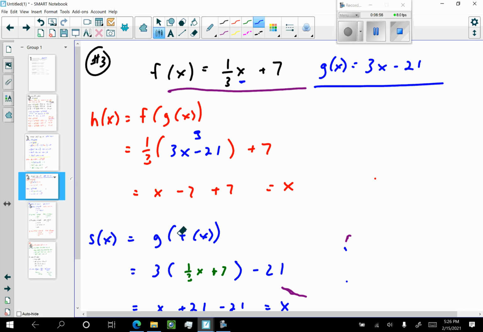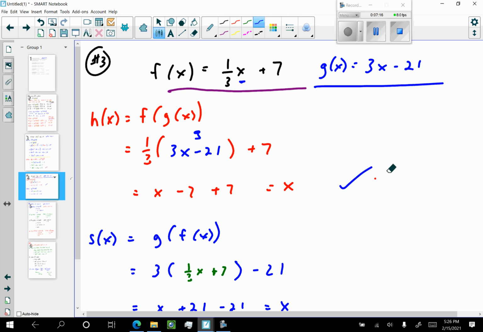And I simplify that. 1/3 times 3x is x. 1/3 times negative 1 is negative 1/3, plus 7. Ooh, here I have f of g, which is equal to x. That's interesting. That's going to be very interesting down the road in a couple days.